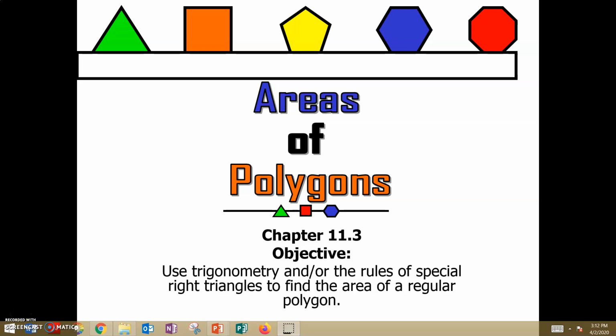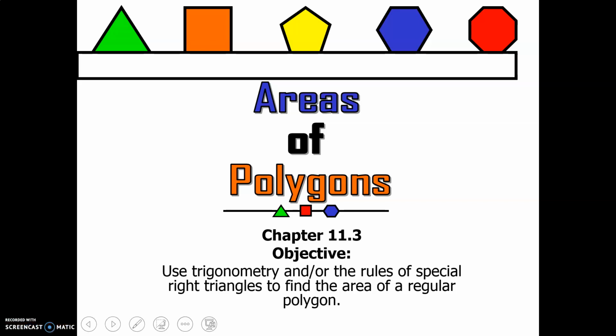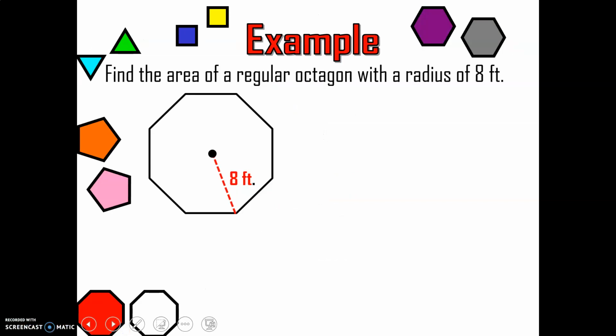Hi everyone. Today we are going to finish up chapter 11.3, and that's finding the areas of polygons. Today we are going to use trigonometry and/or the rules of special right triangles to find the area of a regular polygon. So we are going to finish up what we started yesterday, and we're going to find areas of regular polygons like this. And that involves us using a little bit of trigonometry.